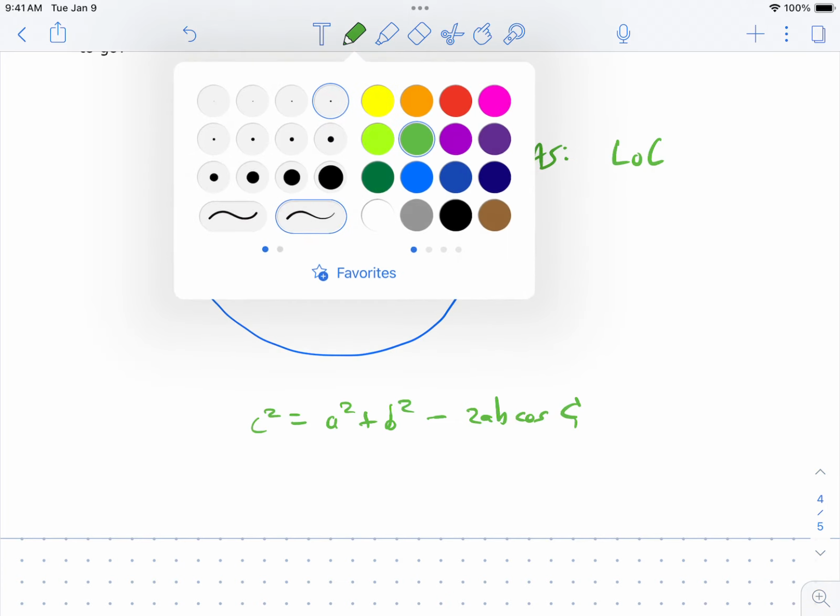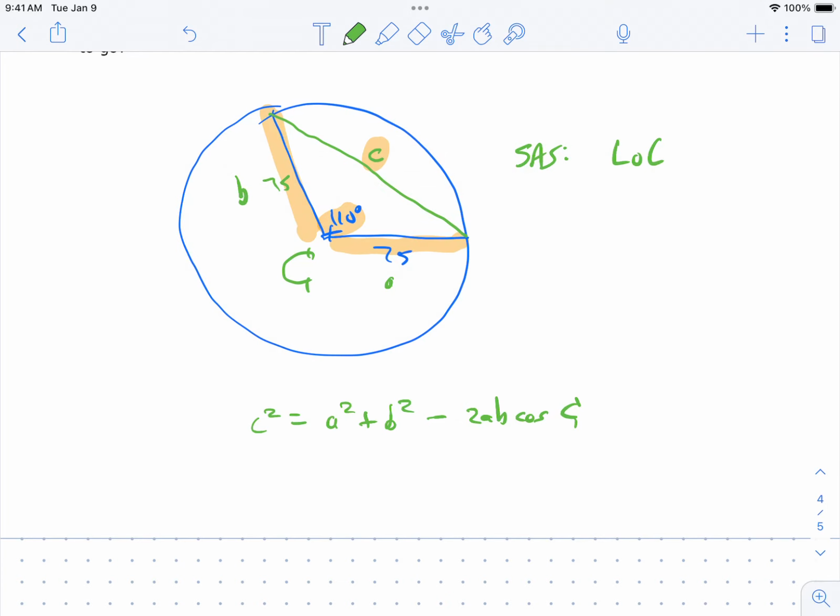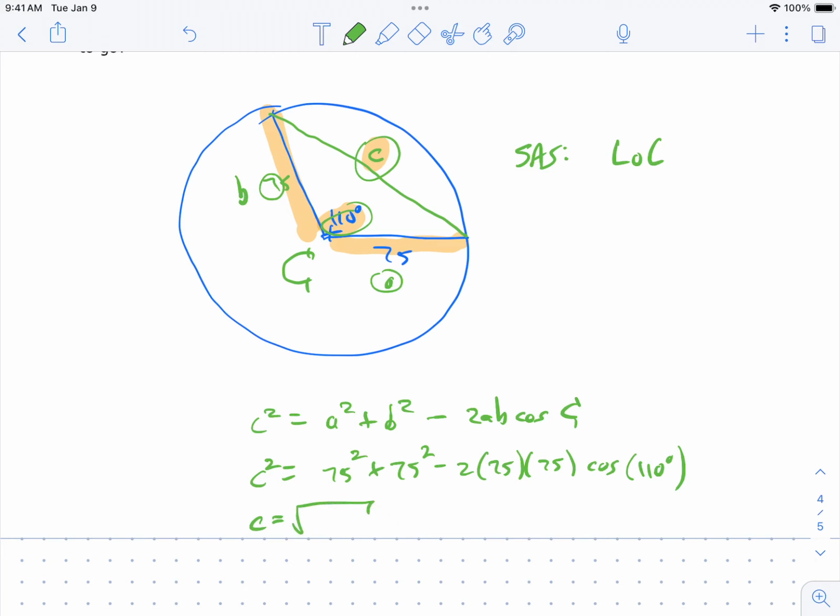Now we can start plugging into this thing. So this is what I'm solving for, that side, that length. Well, you take the 75 here, A, square it. You take the 75 here, B, square it, minus 2 times 75 times the cosine of that angle in between there, 110 degrees. That's going to be your C squared. So if you want to do it all at once, you're going to have to type all that in your calculator, and then when you get an answer, you're going to have to hit the square root. So I invite you to do that.